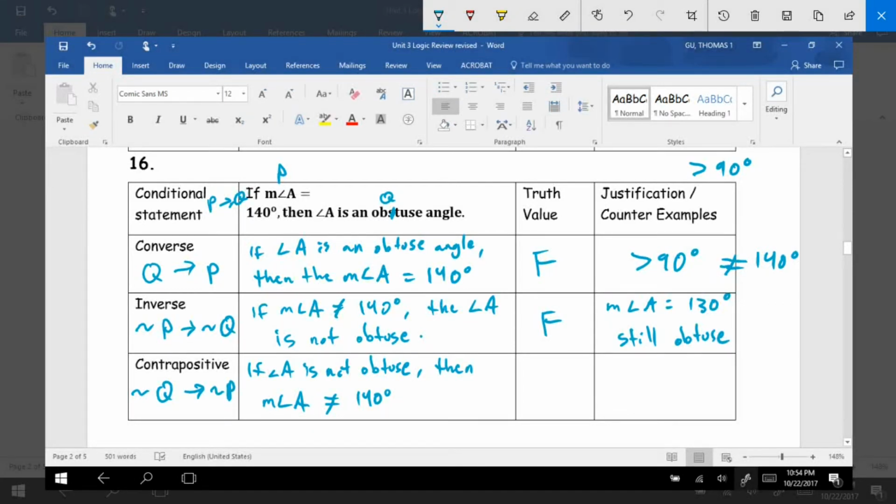All right, contrapositive. If angle A is not obtuse, then the measure of angle A is not equal to 140 degrees. Well, think about it. If it's not obtuse, that means it has to be less than or equal to 90 degrees, which means it can't be 140 degrees, which means this one is true. And that is number 16.